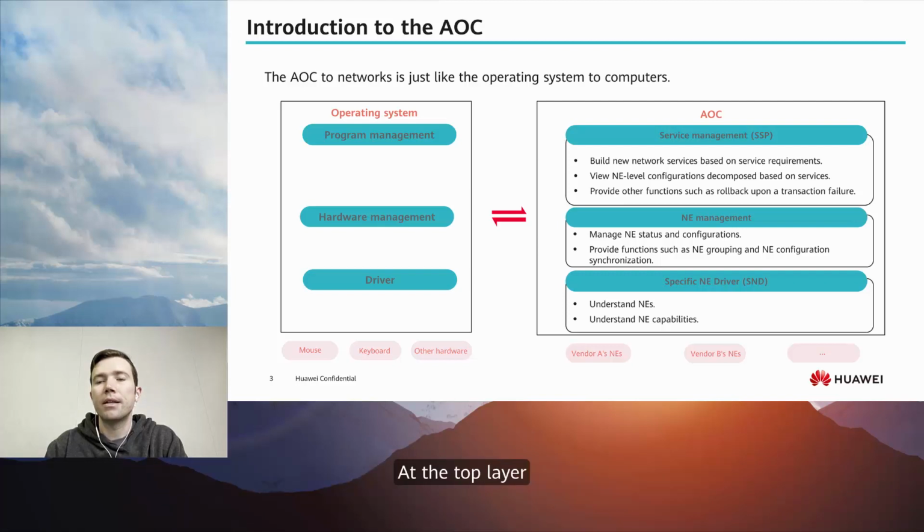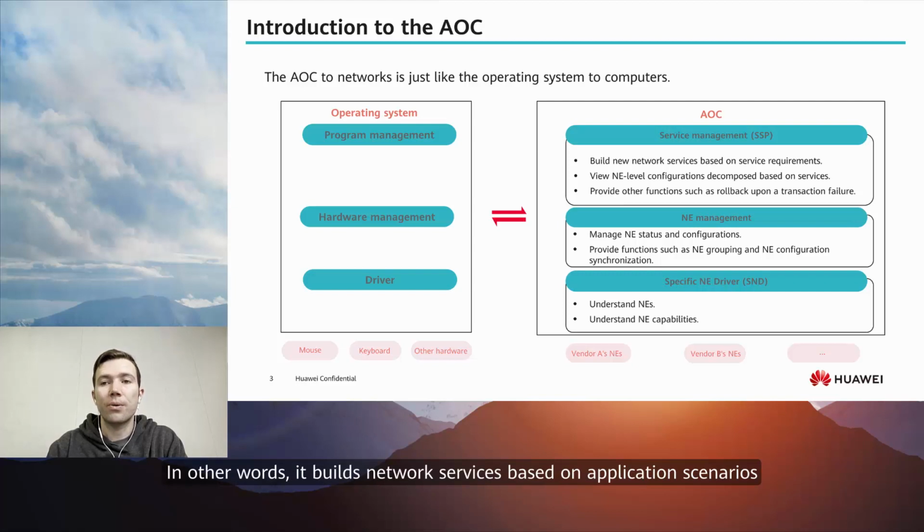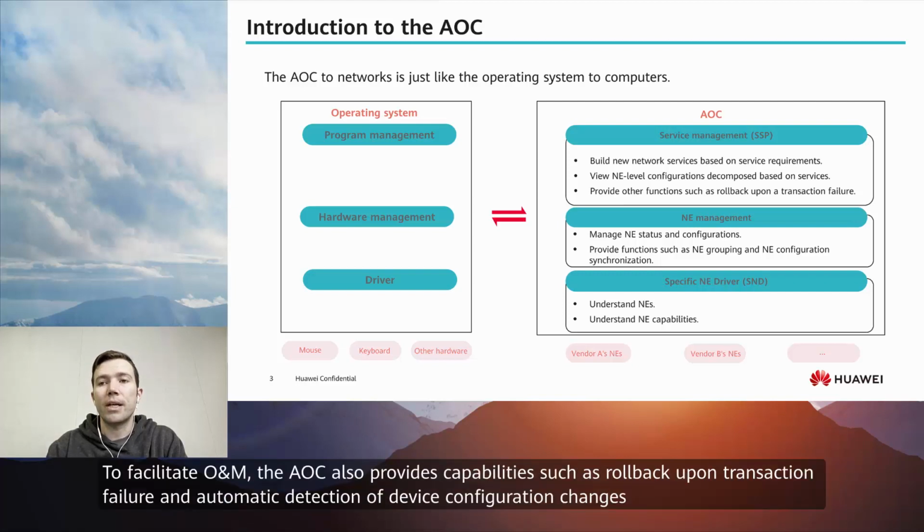At the top layer, the operating system manages programs such as Word and Excel, and the mouse and keyboard are required for using these programs. The AOC implements service management at the top layer. In other words, it builds network services based on application scenarios. To facilitate O&M, the AOC also provides capabilities such as rollback upon transaction failure and automatic detection of device configuration changes.